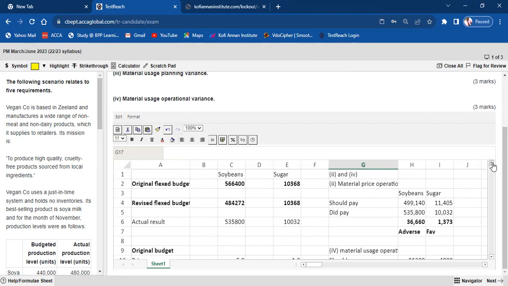Yes, so let me polish it up for you here. So you were right. In the classroom, after doing this table, we found a difference between original and revised budget to give us the total planning variance, which we went down there to analyze it between planning price, planning quantity. And then we also went ahead, found the difference between the revised budget and the actual result to give us the total operational variance. And we went down there to analyze that between operational price and operational quantity.